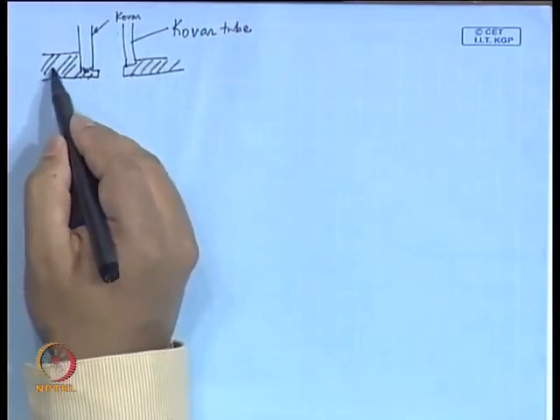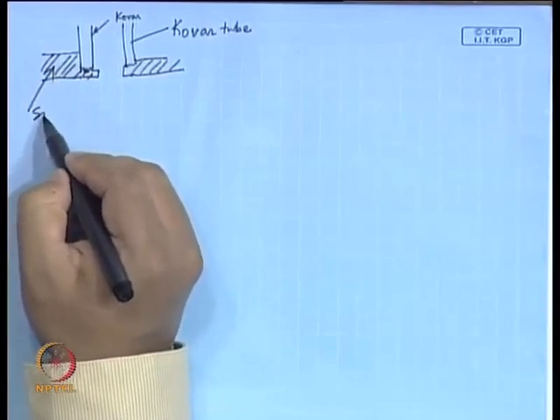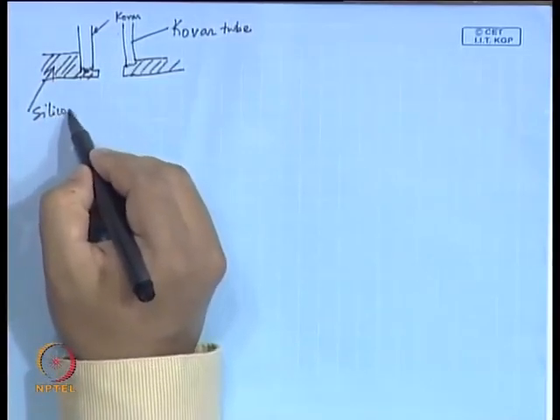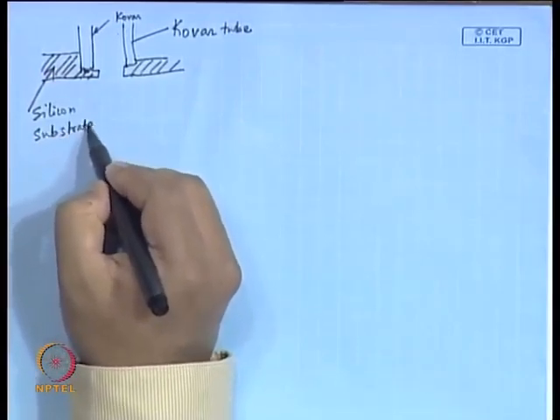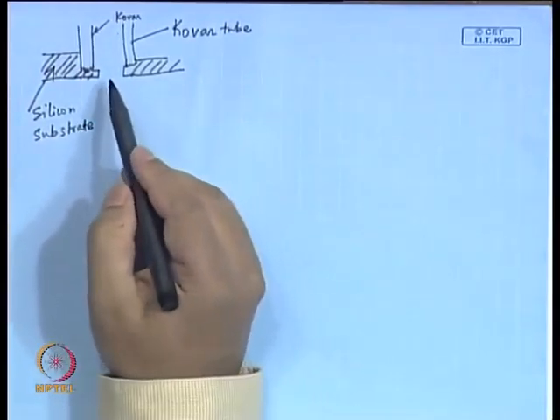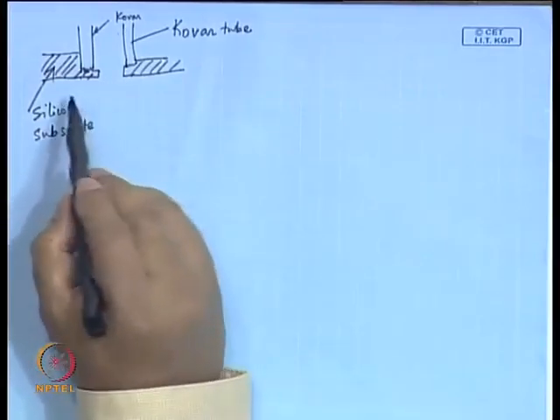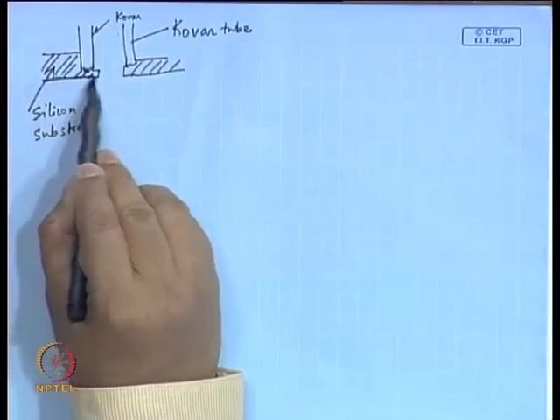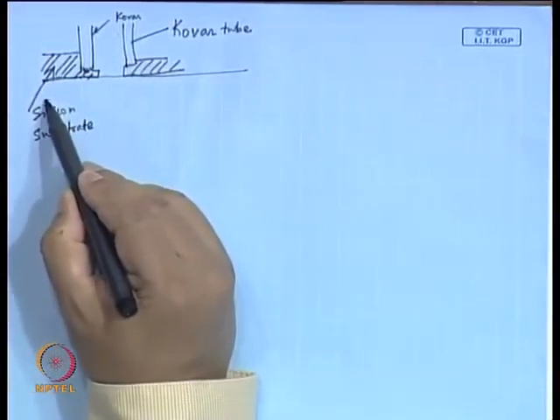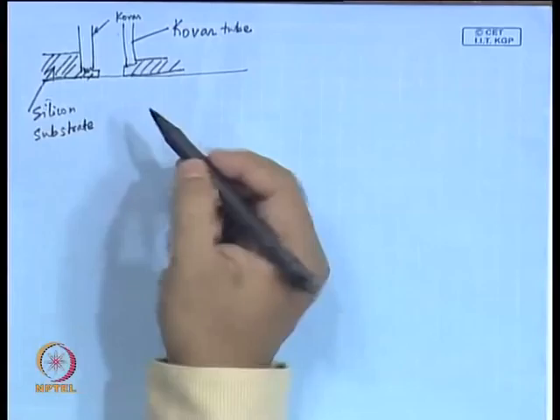This tube is basically kovar tube, okay. This is silicon substrate, okay. And suppose now, and then there is another layer here, I am sorry.